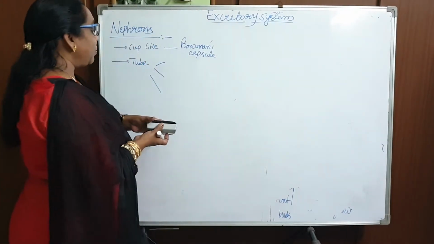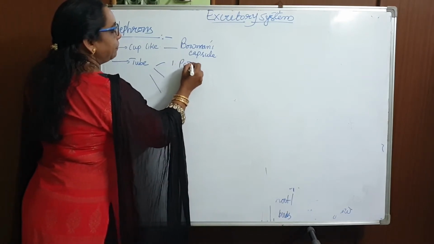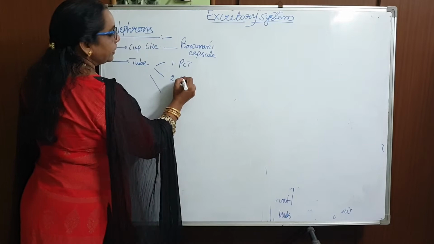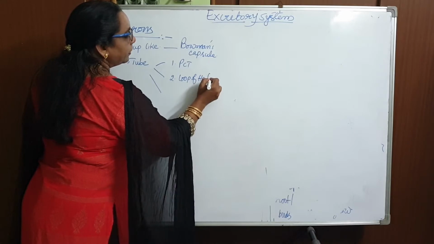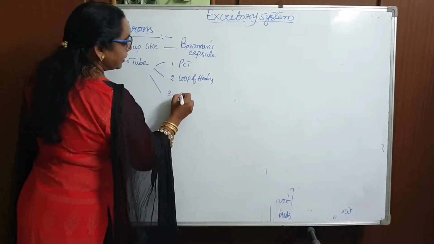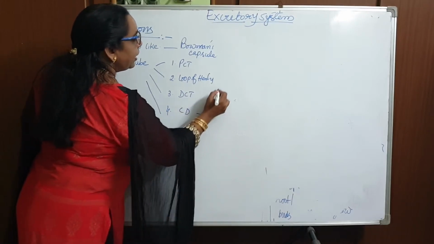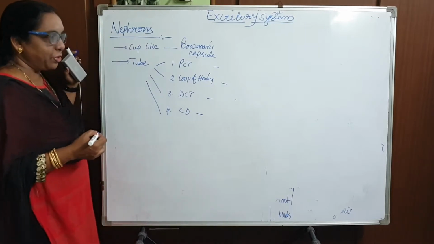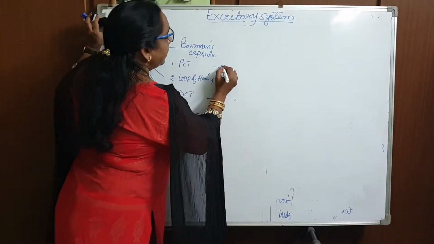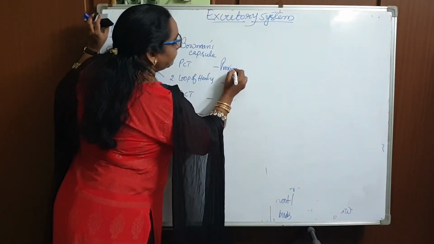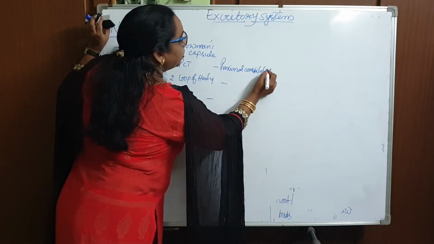What are the different tubes? One is the PCT, second is the loop of Henle, third is the DCT, and fourth is the CD. Four different tubes we'll see in this tubular portion. What is the full form of PCT? The PCT is called the proximal convoluted tubule.